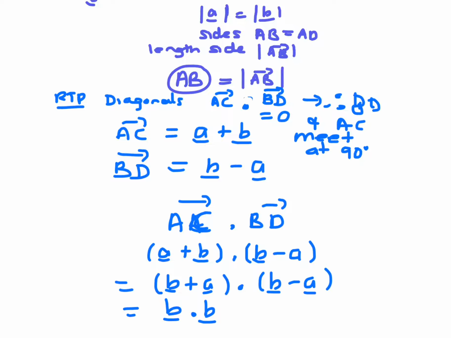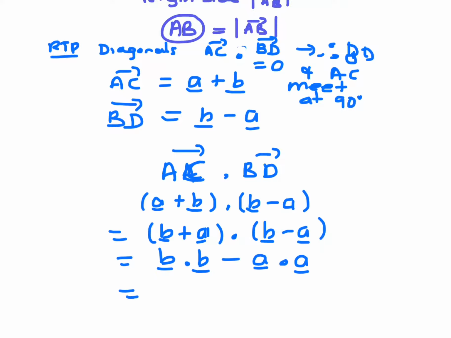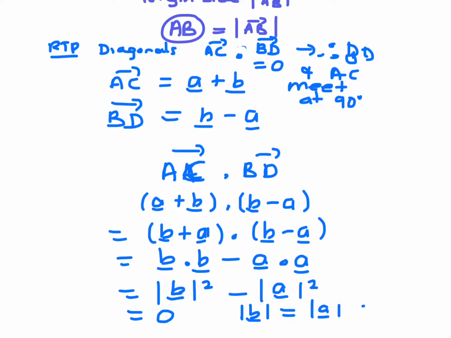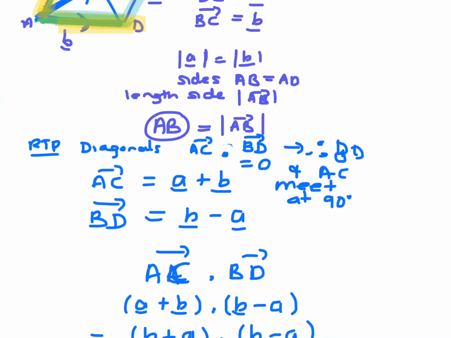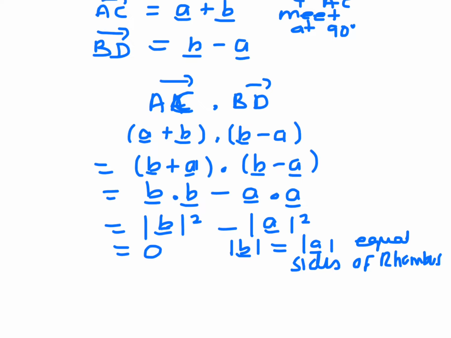So you've got B dot B minus A dot A, because the B dot A and the minus B dot A, they'll cancel out. Now B dot B is the same as magnitude of B squared, and A dot A is the same as the magnitude of A squared. But this will equal 0, since the magnitude of B equals the magnitude of A, because they are equal sides of a rhombus. Okay, and that proves it. So if they're equal sides of a rhombus, the dot product will be 0. If the dot product will be 0, then that there is a right angle.